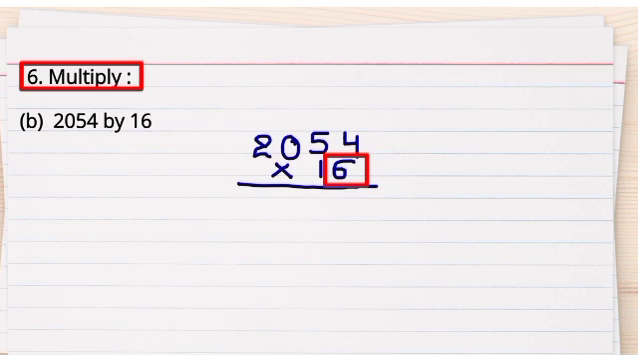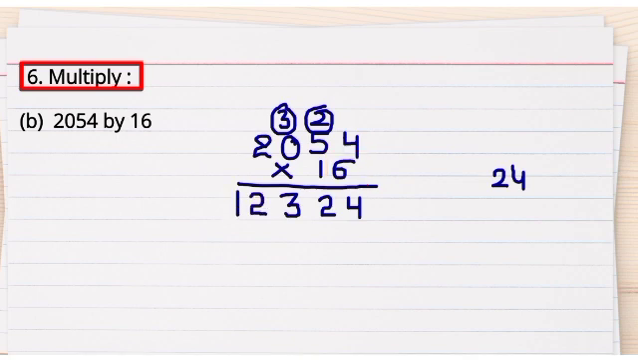So multiply 6 4s are 24. 24 is a 2-digit number. So you will just put 4 here and 2 will be carry forward. 6 5s are 30 plus 2, 32. Again 3 will be carry forward. 6 zeros are 0, right? And 0 plus 3, 3. 6 2s are 12. Now you have multiplied by the digit at ones place. So you will put cross at ones place.